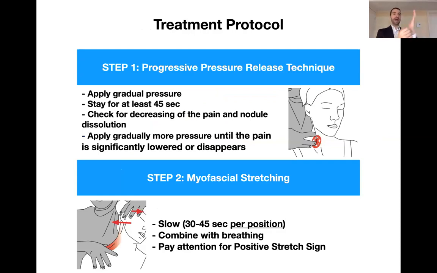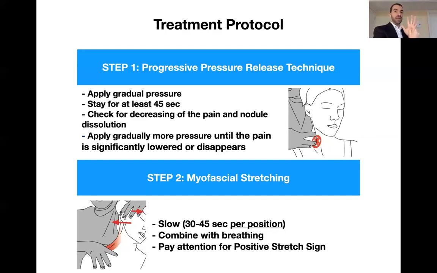So you apply a gradual pressure, and then when you do a lot of pressure, because it's a lot, you have to go deep. You see, you have to go deep, and when you do that, you have to stay at least 45 seconds. Okay, here is not a trigger point. Here it's an acupuncture point.